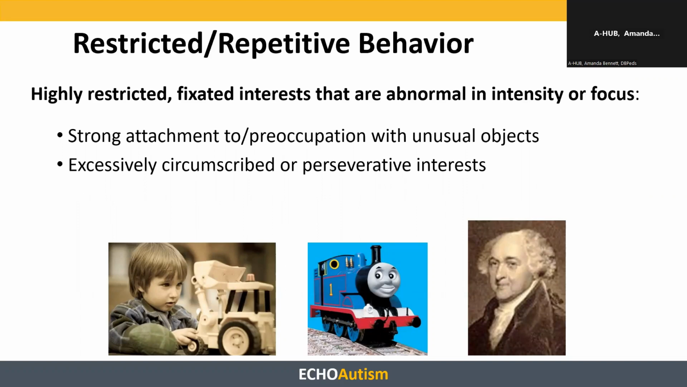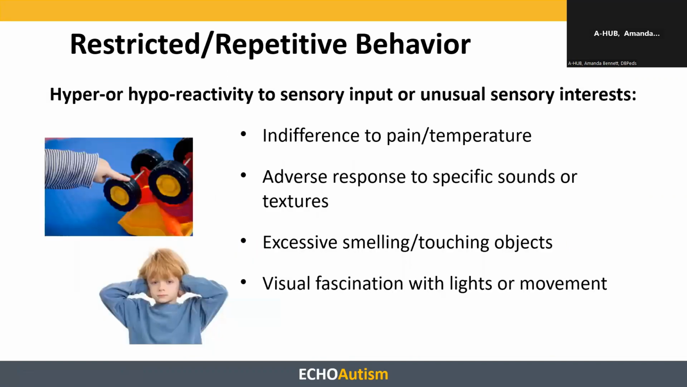Or they might be just incredibly circumscribed and perseverative in that interest. Somebody mentioned their child being an expert in their interest, and so they may know more details than any other person would ever think to know about that particular topic. Next slide. The last behavior symptom is having sensitivity to the environment, that is being overly sensitive to things or undersensitive.